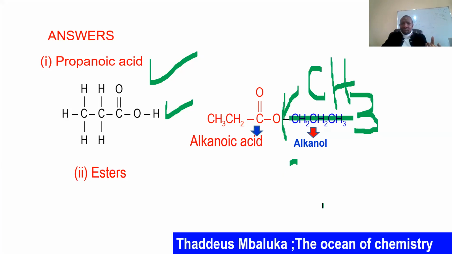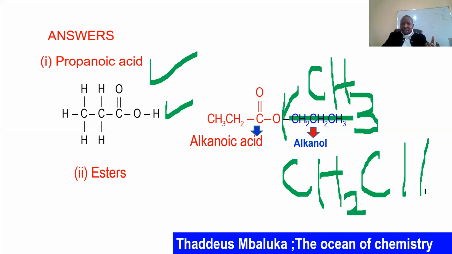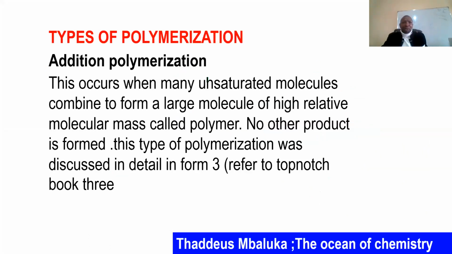The name of the alkanol is what? Methanol. What about if it was CH2, CH3? Ethanol. Just like that. Methanol. Do you understand now? Ethanol. Yes, just like that. That is the mechanism behind that. Okay, then we go to the types of polymerization.